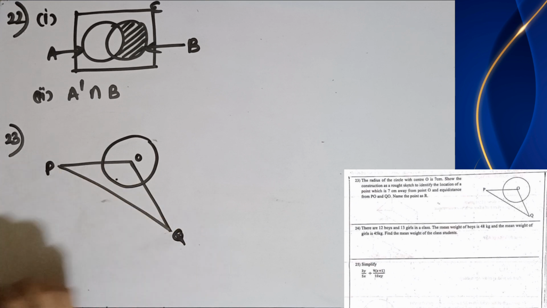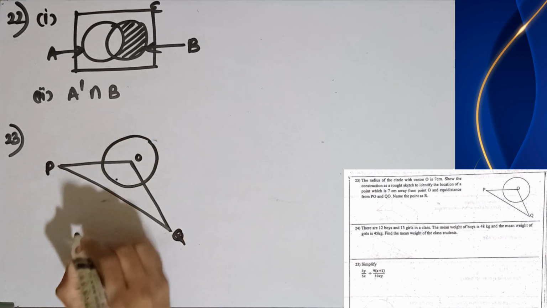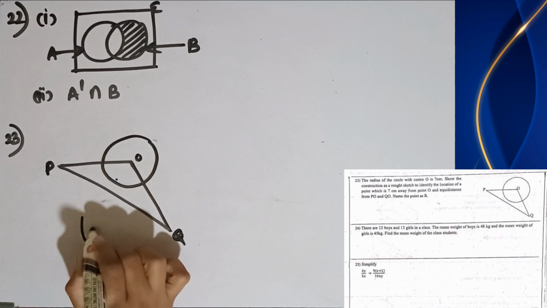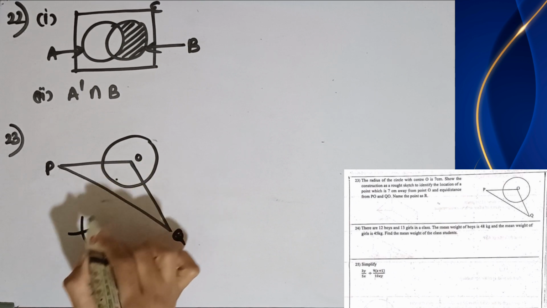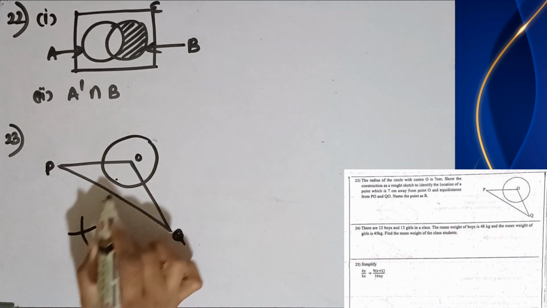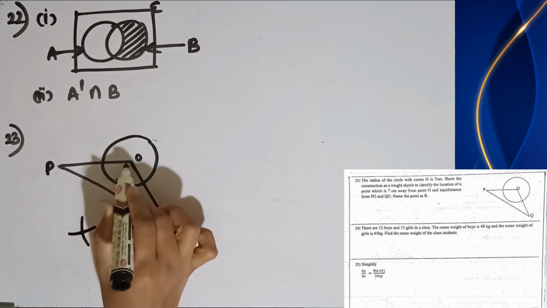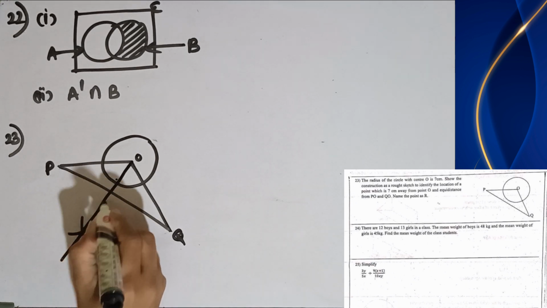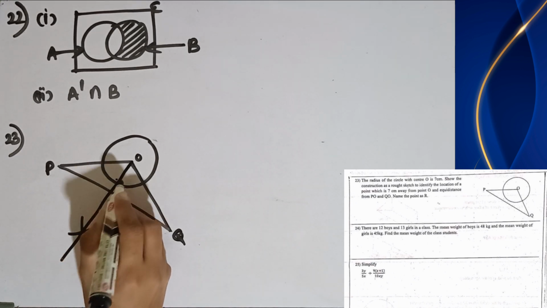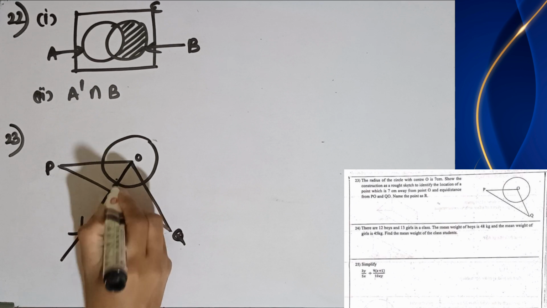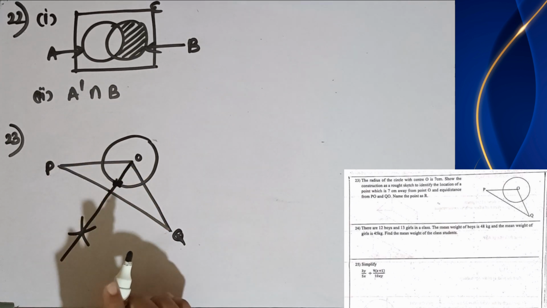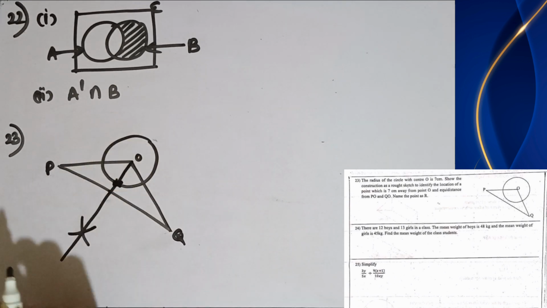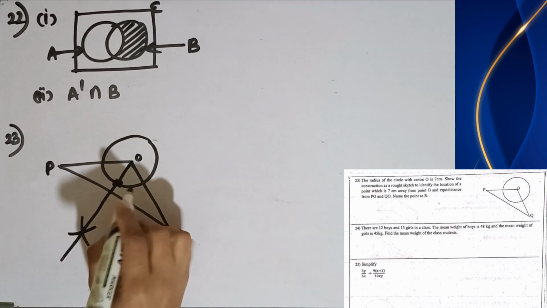Then we have to bisect that. We have to draw two arcs like this, and then this intersection point and this O point should be joined like this. So this is the point we want. This is the point. The intersection point of the two loci. So this is the point R.